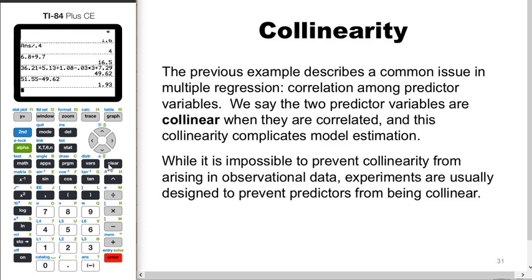This previous example describes a common issue with multiple regression: correlation among predictive variables. We say that two predictive variables are collinear when they are correlated, and this collinearity complicates model estimation. While it's impossible to prevent collinearity from arising in observational data, experiments are usually designed to prevent these predictors from being collinear.